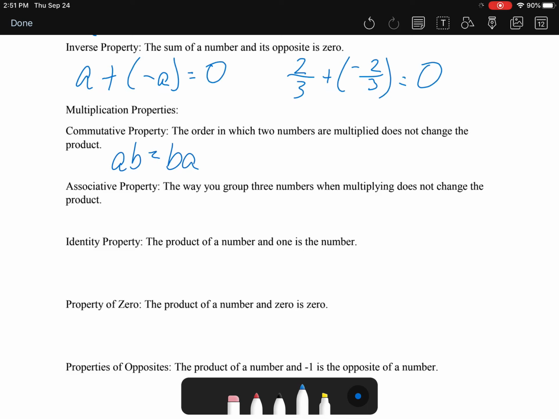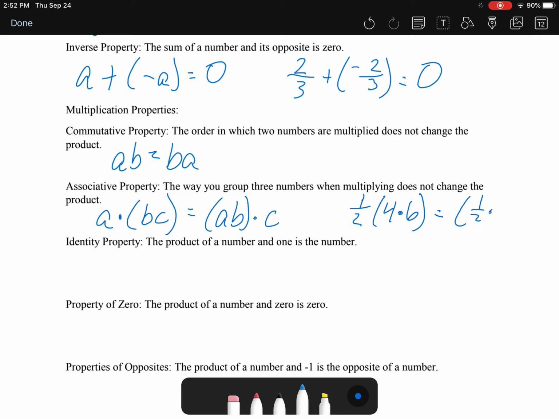The associative property is the same thing as addition as well. The way you group three numbers when multiplying does not change the product. So if I have A times B times C, that's the same thing as A times B times C, grouped differently. For example, if I had 1/2 times 4 times 6, that is the same thing as if I took 1/2 times 4 and then multiplied by 6.